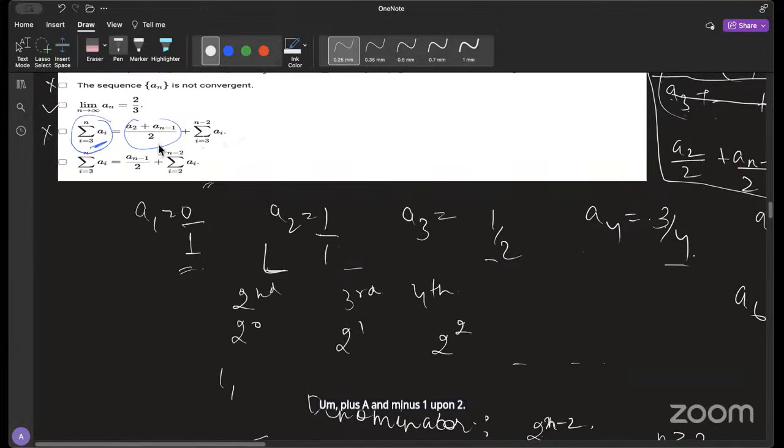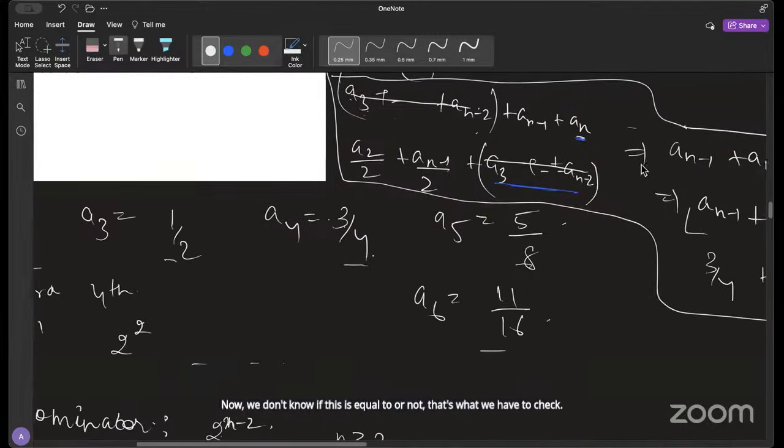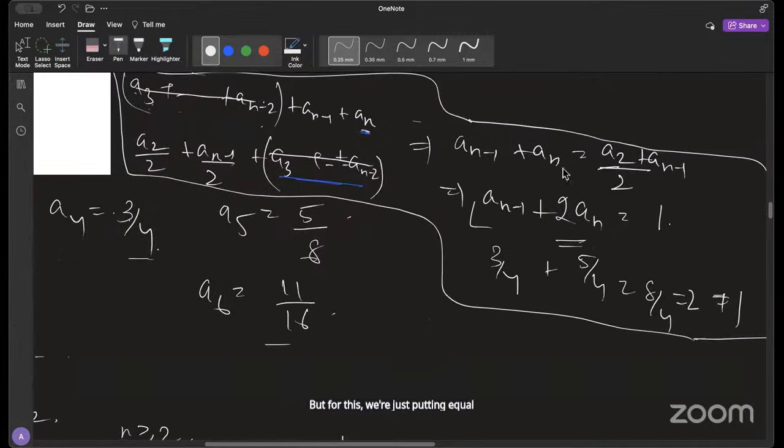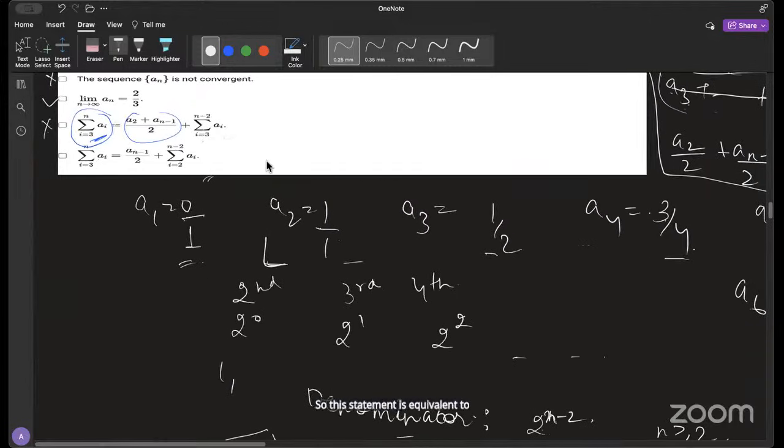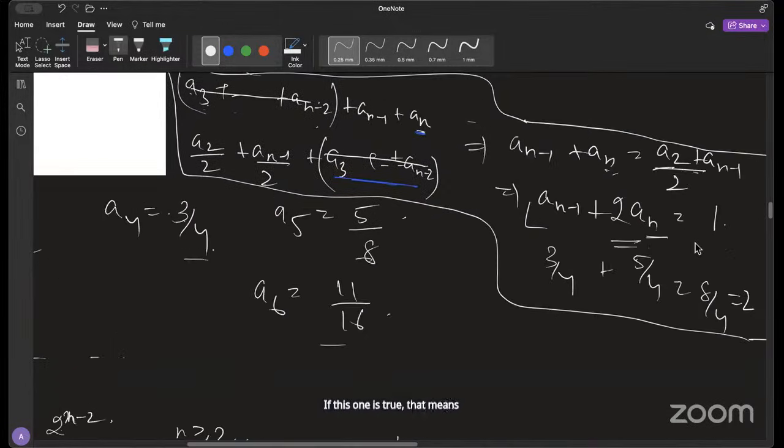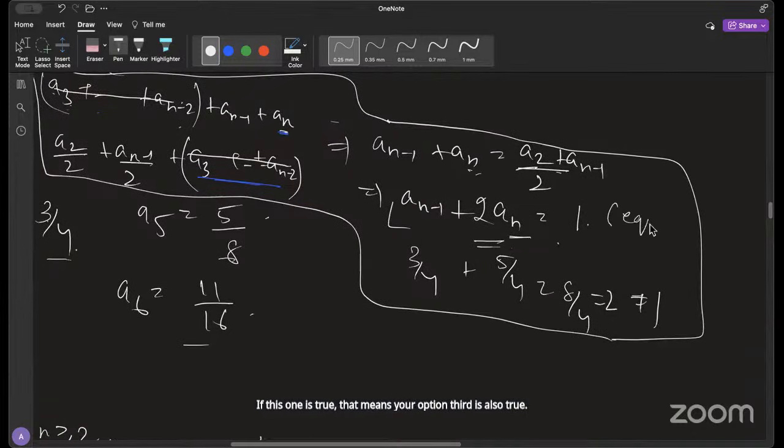Because we're solving this. They've also equated it, right? Now we don't know if this is equal to or not. That's what we have to check. But for this, we're just putting equal to here, and then we'll check if these two are equal or not. So this statement is equivalent to this one, right? If this one is true, that means your option third is also true. Equivalent to C. So if this statement holds for every n, that means your option C is correct. But this is not true for every term in general in the sequence. So that means your option C is incorrect.